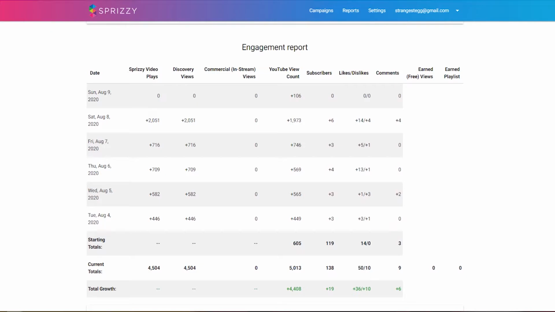And the starting totals they put over here, and then we have the total growth at the bottom, and then the scores just related to Sprizzy. Now at the beginning of the campaign, it tells you very clearly that Sprizzy will be very slow on the first day and pick up speed as the days go by. And that was entirely true.